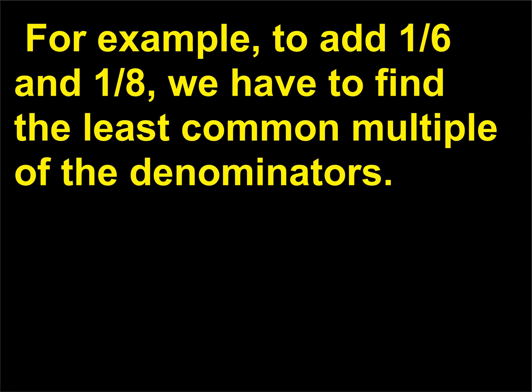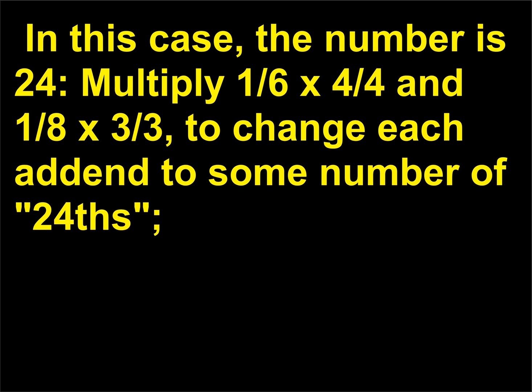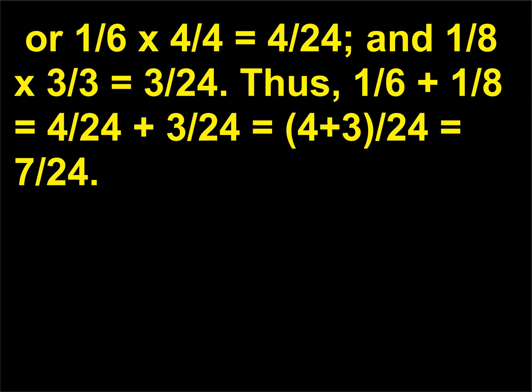For example, to add 1/6 and 1/8, we have to find the least common multiple of the denominators. In this case, the number is 24. Multiply 1/6 x 4/4 and 1/8 x 3/3, to change each addend to some number of 24ths. Or 1/6 x 4/4 equals 4/24, and 1/8 x 3/3 equals 3/24. Thus, 1/6 plus 1/8 equals 4/24 plus 3/24 equals (4 plus 3)/24 equals 7/24.